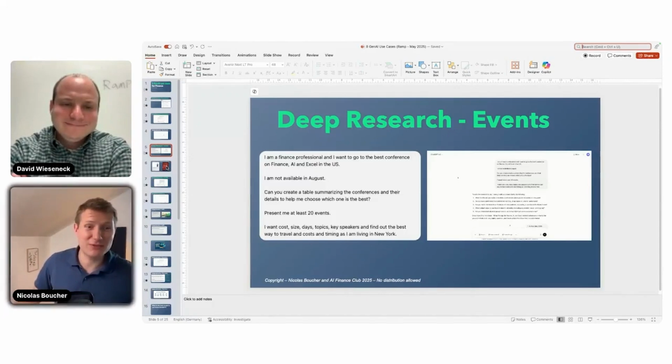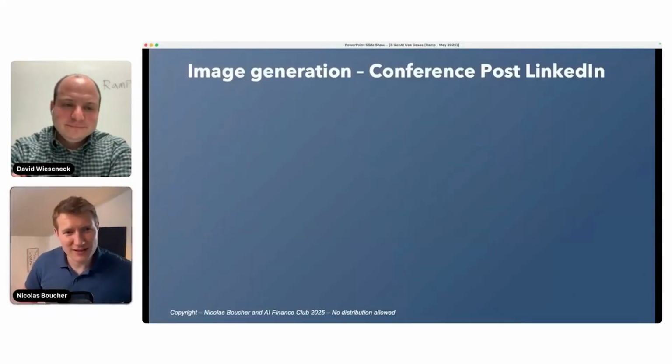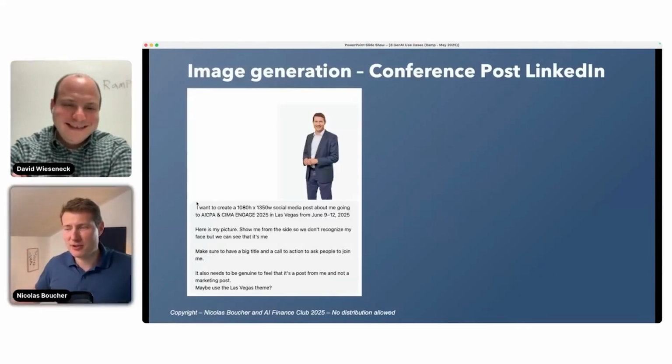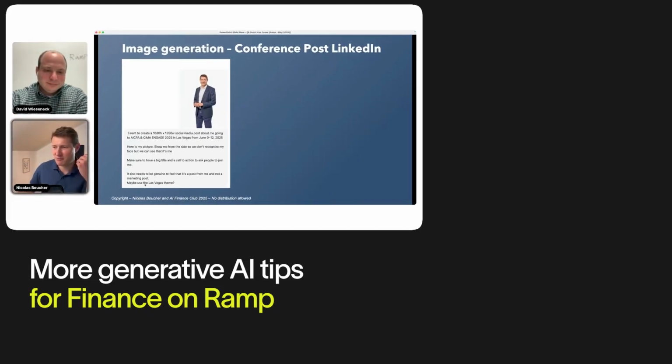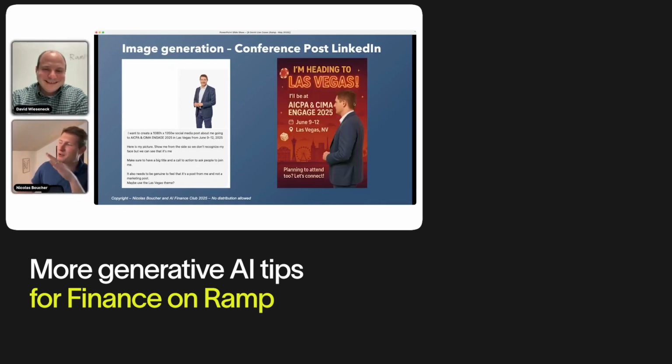So now we did the benchmark, but right now is the season of conferences. So now let's imagine you decide to go to Las Vegas. How can you use the image generation to communicate with your audience on LinkedIn? I can upload my picture, make it genuine, but also maybe use the Las Vegas theme. That's what we got. That is really amazing. I like how it didn't actually listen to your instructions of 1080 by 1350. It recognized that it was a social media post and said, "This is what you want." That's really great.